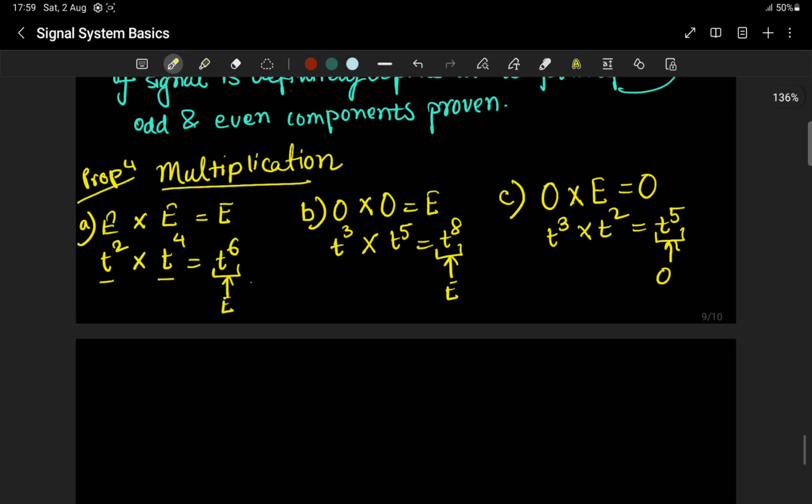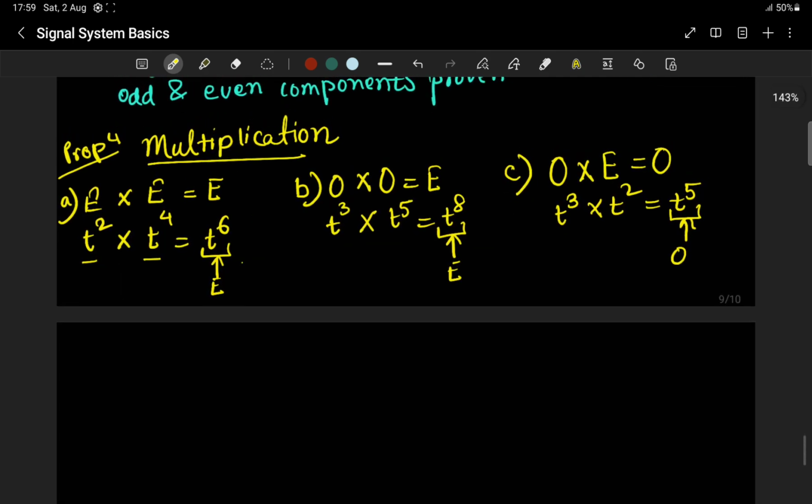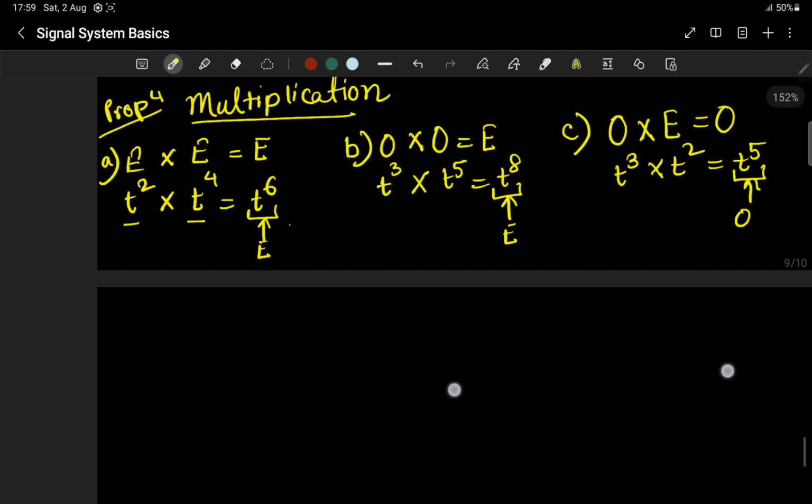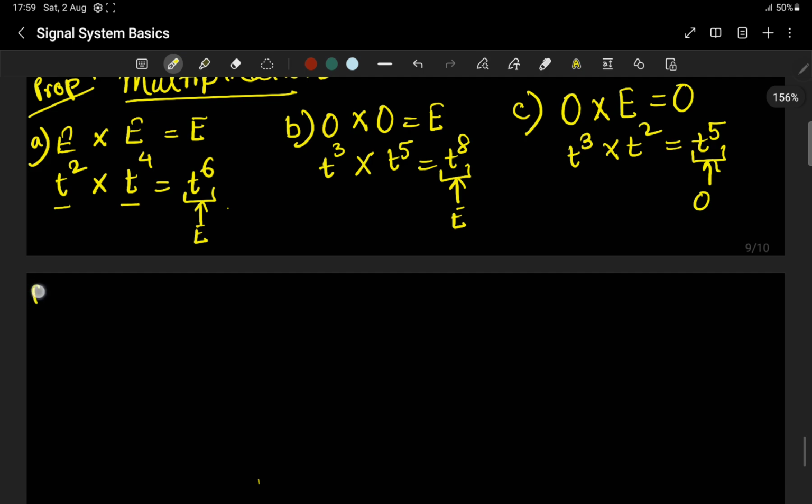Okay, so let me take you to the last two things. One is our normal differentiation. Okay, what do we do while doing differentiation? So let me give you the overview. So our property number 5.